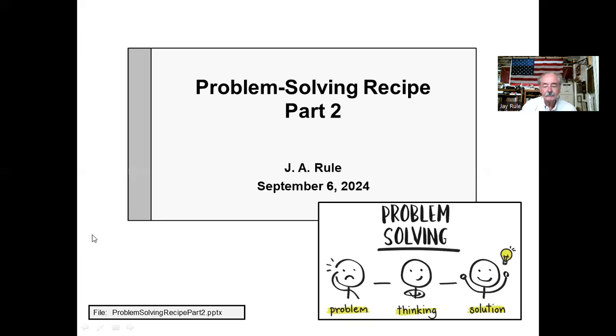Finally, we got started. I couldn't find my share button. So here we go. Second part of the problem-solving recipe.